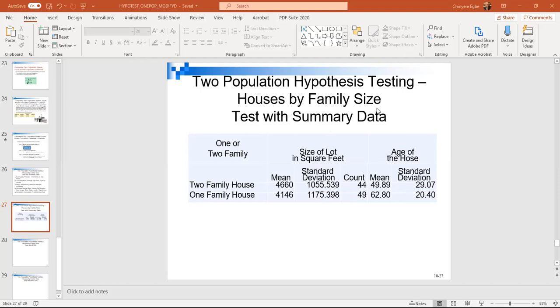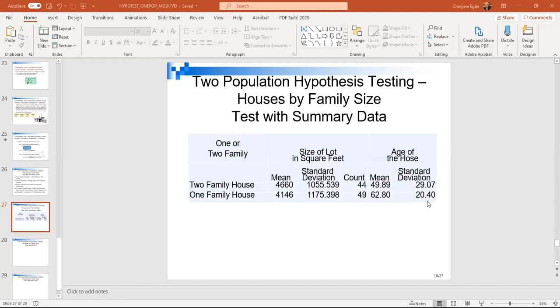So here I have summary data. After I do the summary data, then I'll do SPSS, and then I will do MS Excel. Once more, you have summary data on, say, the age of houses. There are 44 two-family houses and 49 one-family houses. The average age in two-family houses is 49.89, and the average age for one family is 62.8. And then you have standard deviations of 29 and 20.